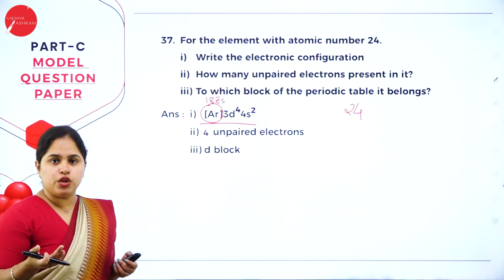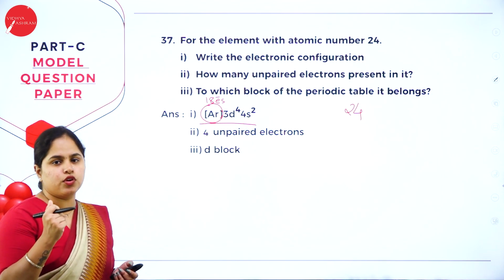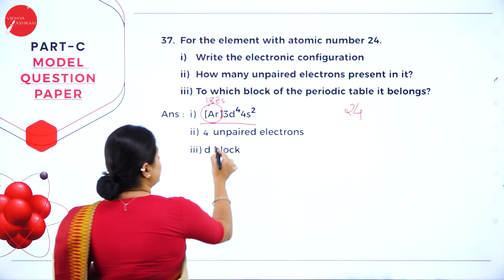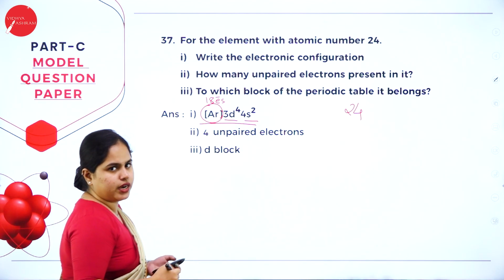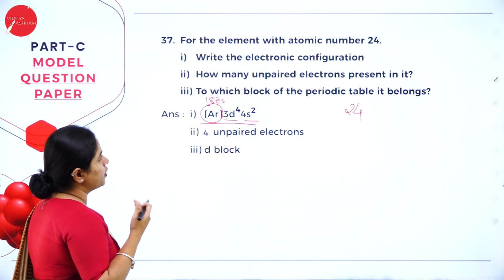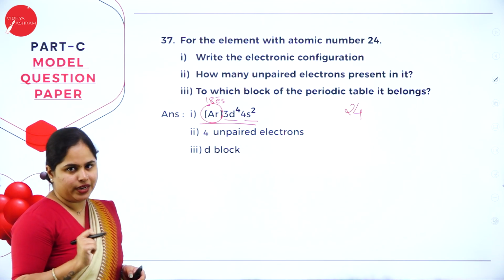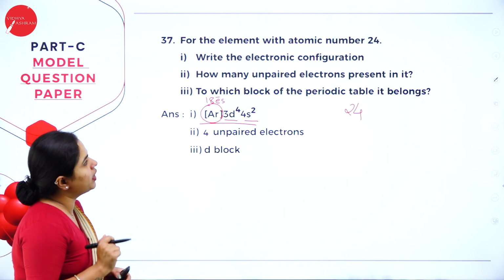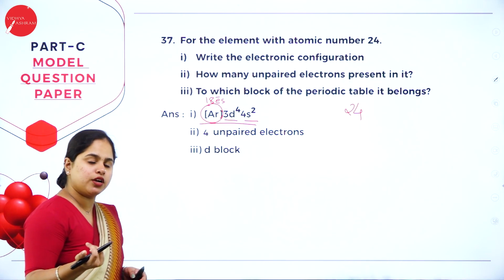Now how many do you require? 6 more electrons will give you atomic number 24. So that is 3d4 and 4s2. Argon 3d4 4s2. So this is the electronic configuration of atomic number 24. Next part is how many unpaired electrons are present in it.